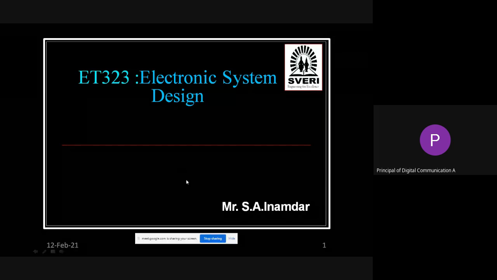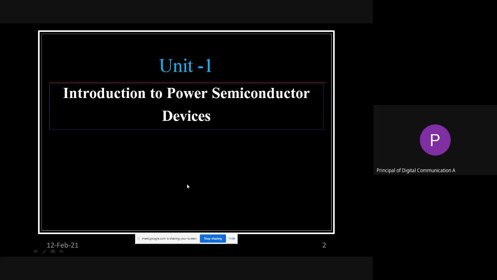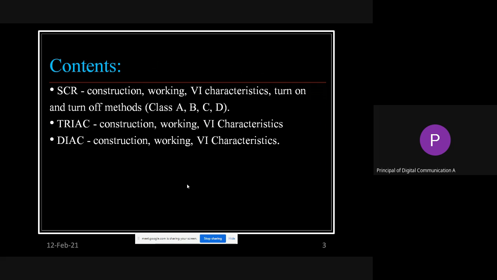Okay, so this is how we are going to start with the first unit. Already we have started, and the contents, the three contents are there, bits are there, but in that the sub classification is also there. So we are right now focusing on the SCR. Then we are going to learn the triac and then diac. So all these three devices are from the thyristor family.